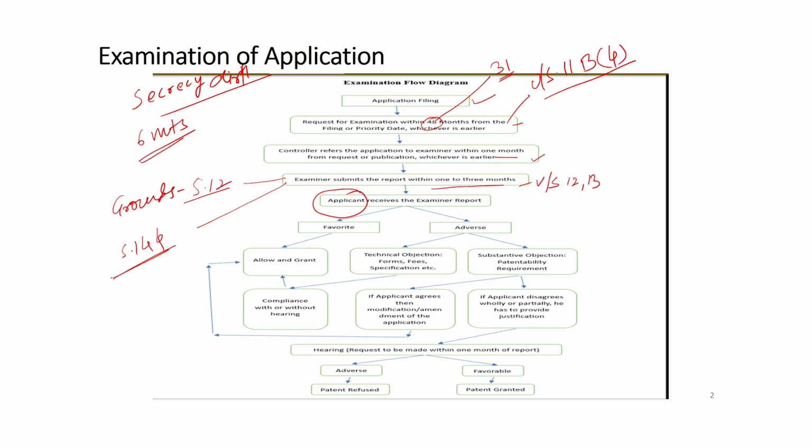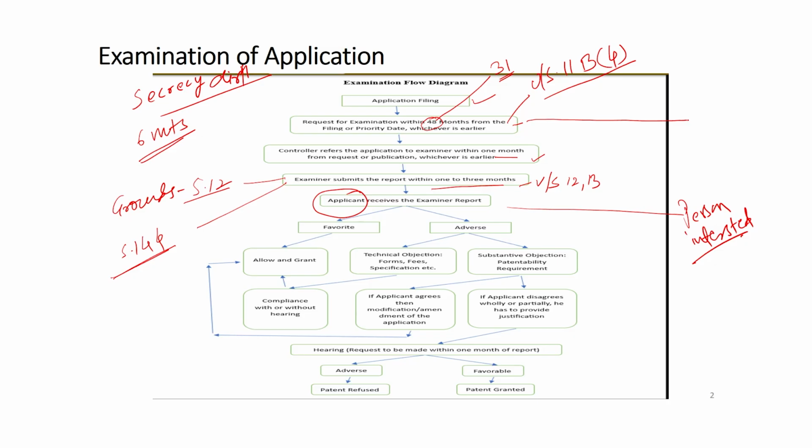So, the request for examination can be filed by the person who has filed the application for grant of patent, or it can be filed by any person interested. So, therefore, the applicant can be even a person interested. The applicant who has requested examination of the patent application will receive the examiner's report. Now, this is important.